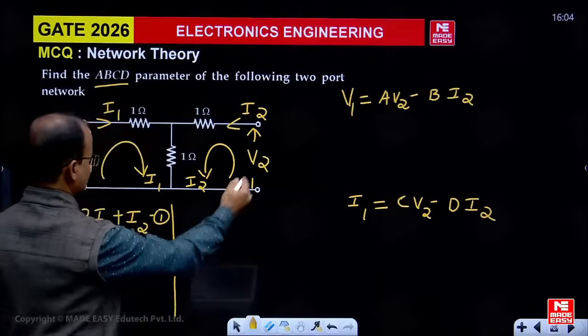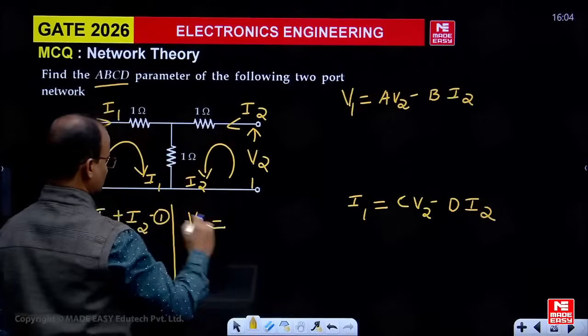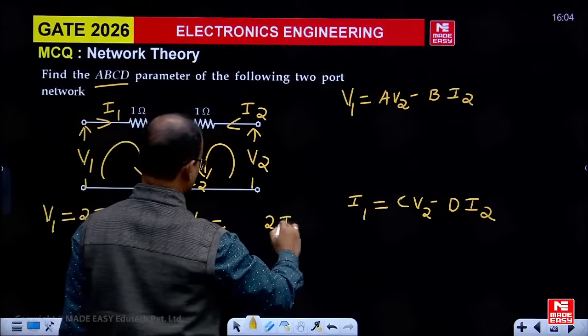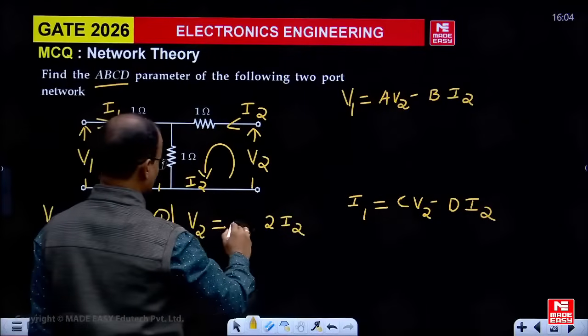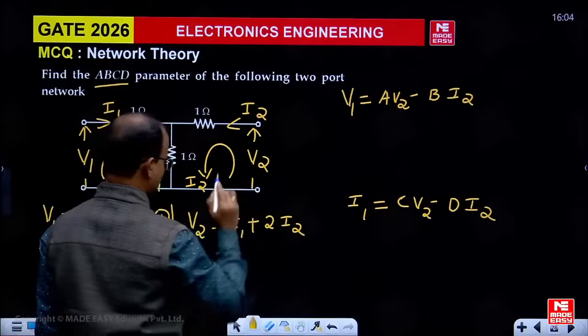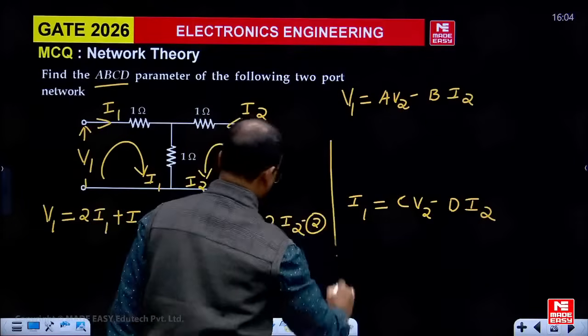Come to the second one. What is the voltage? This is V2. That I2 circulates in the 1 and the 1. Total resistance is 2I2, with I1 downwards, I2 also downwards. Both are in the same direction. You can write it like this. Now it is the second equation. Now we got the KVL equations.